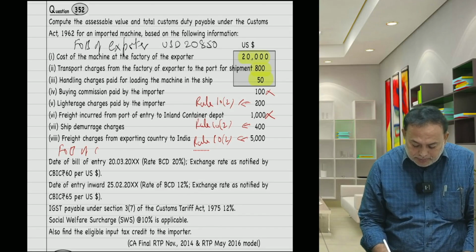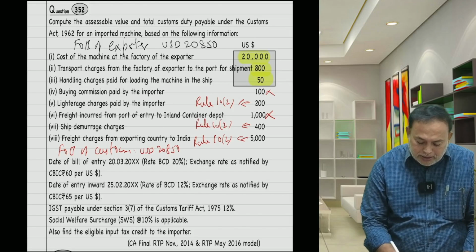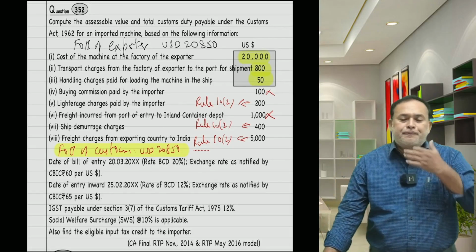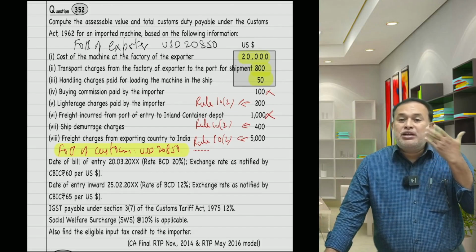FOB of customs, USD it is there, 20,850. FOB value of customs. Once we got it, add to that rule number 10 expenditure.